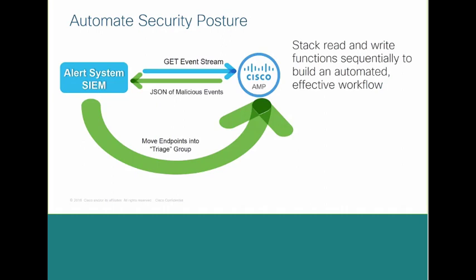And then we can use that API to, just like I said, move the endpoints into a triage group. So if we have a malicious event that hit an endpoint, the SIEM gets it, and then via orchestration or just our own custom scripts, we can then use the AMP API to move those endpoints into the triage group in AMP, which will change the policies that are applied to that machine, each one. You stack all these read and write functions together, you have an automated, effective workflow that just chugs along without your IR people having to take their time to do clicky tasky things like moving endpoints every time into a new group.